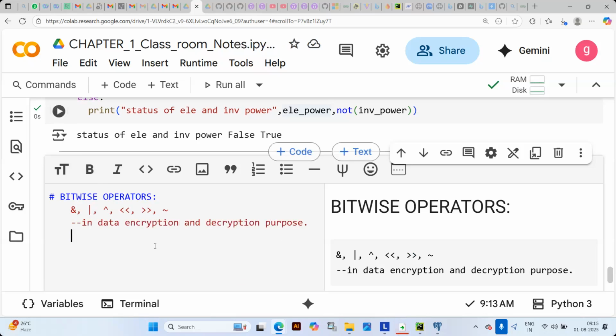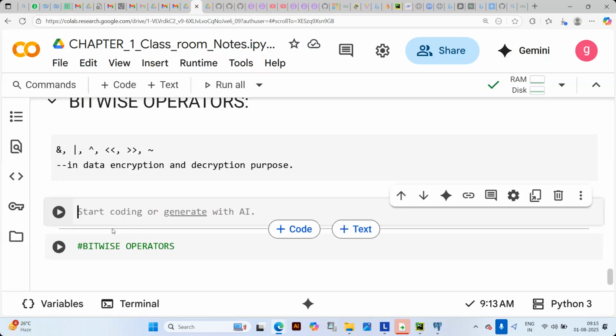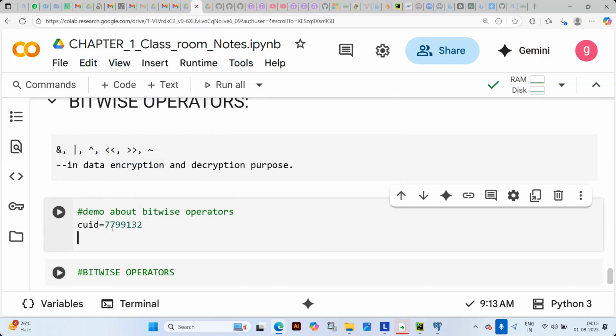Let us understand now. Let's take one by one. Yeah. I'll be taking, let's suppose, a demo about bitwise operators. Like now, bank customer ID is equal to something I'll be giving, 7799132. And the password will be given something like US 123.